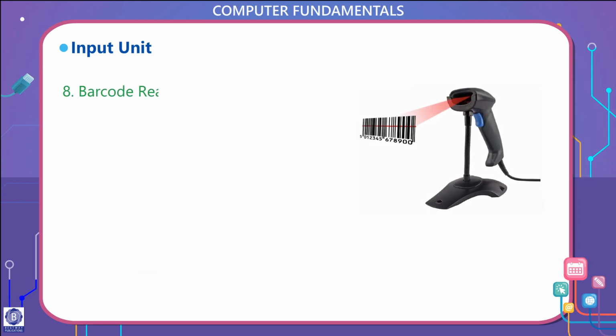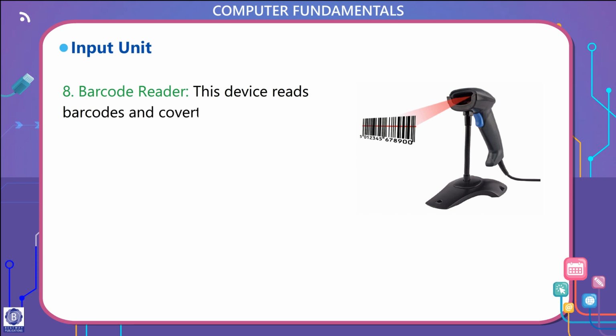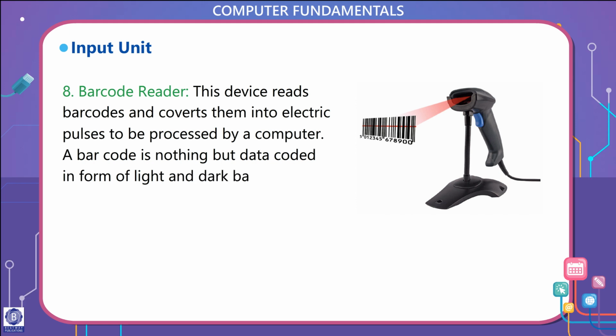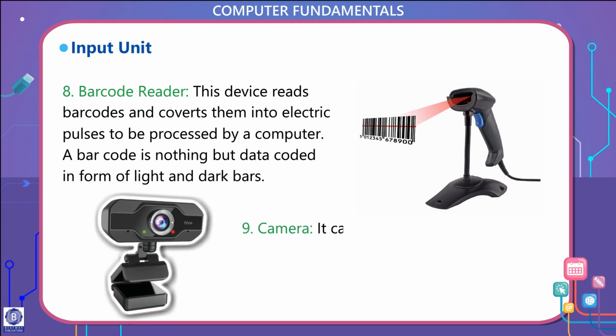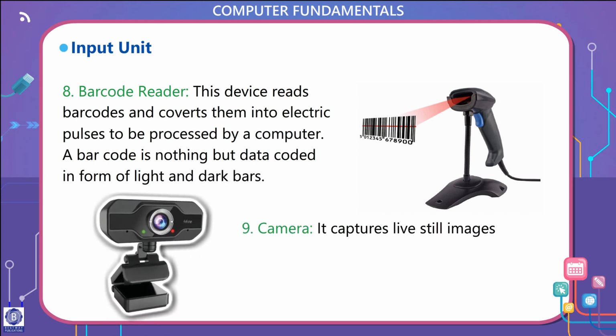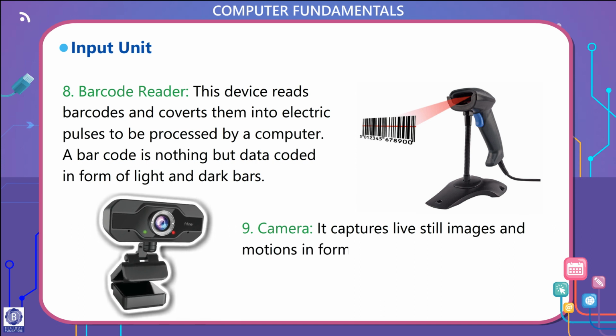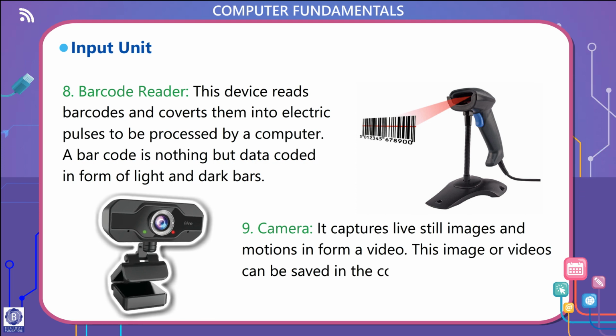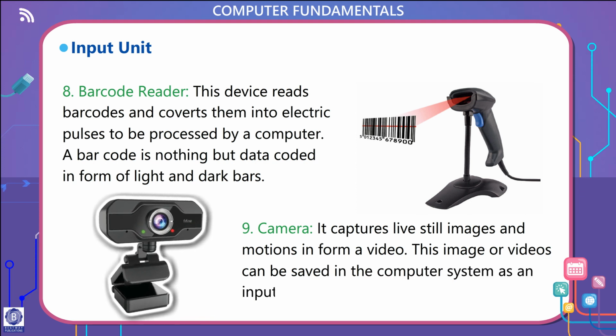Number 8. Barcode reader. This device reads barcodes and converts them into electric pulses to be processed by a computer. A barcode is nothing but data coded in the form of light and dark bars. Number 9. Camera. It captures live still images and motion in the form of a video. These images or videos can be saved in the computer system as an input to it.